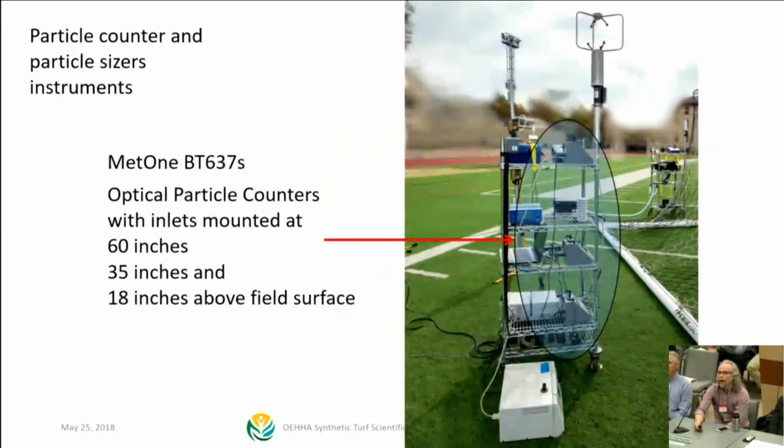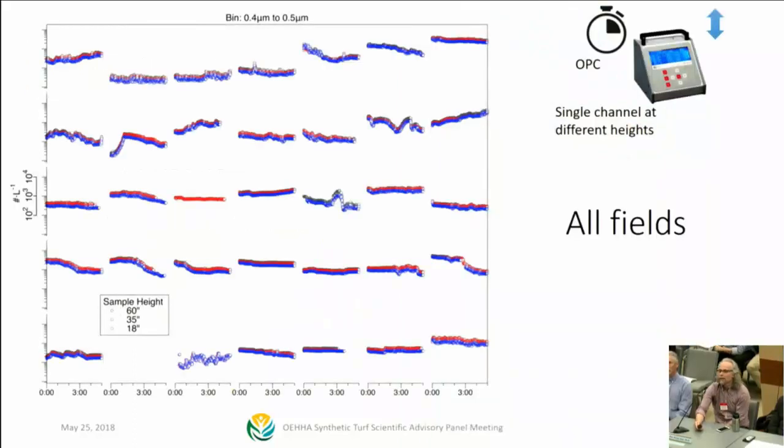We move on to another particle counter, the instruments that we had on the vertical stack. We had one at 18 inches above the deck, one at 35 inches, and one at 60 inches. This is showing the profile for a single bin, the 0.4 to 0.5 micron size range. We don't have anything for one grid there, but all the others we do.